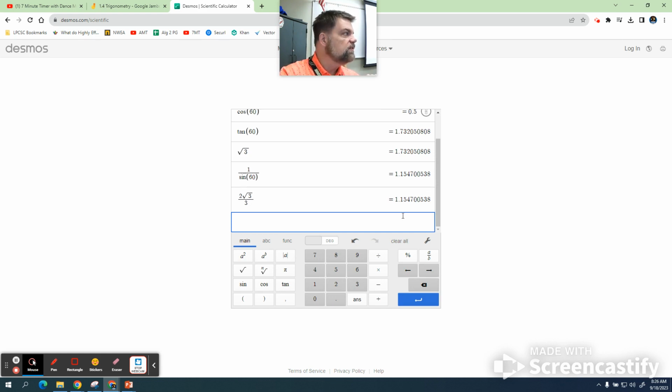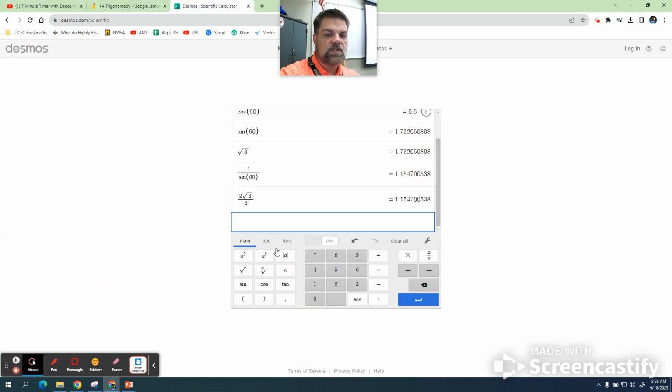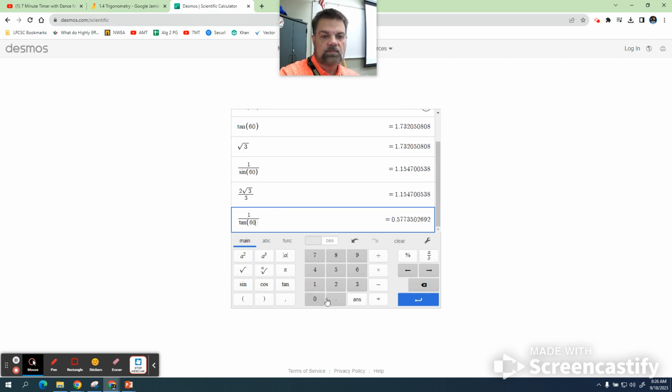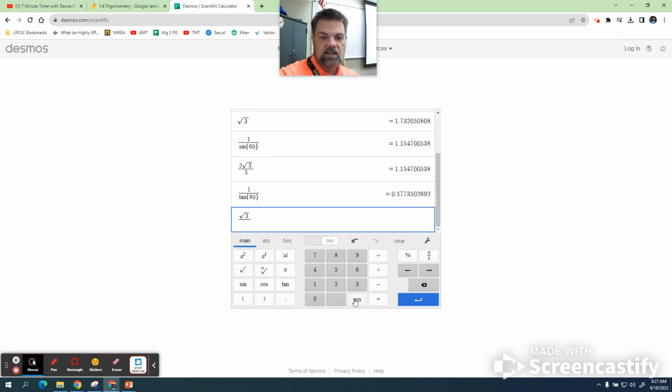See how that works? Does that make sense to you guys? So that's how we find these values. So when you get to your homework, to find these values, that's basically what you do: you just reciprocate it. So cotangent is root 3 over 3. In order to find cotangent, I would just say 1 over tangent of 60, and that gives me that decimal, which was root 3 divided by 3. So I would say the square root of 3, and then divided by 3, same decimal. Okay? Any questions on that?